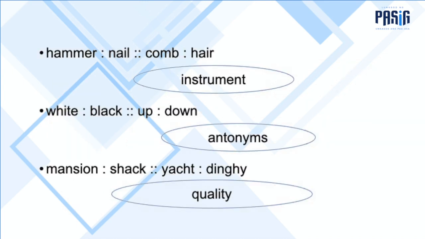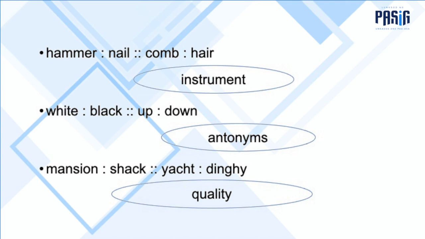Here's the answer to your activity. Hammer is to nail as comb is to hair. The relationship is instrument. The hammer is used to hit the nail as the comb is used to brush one's hair. On the other hand, white is to black as up is to down. The relationship of the pairs of words is antonyms because they are opposites.